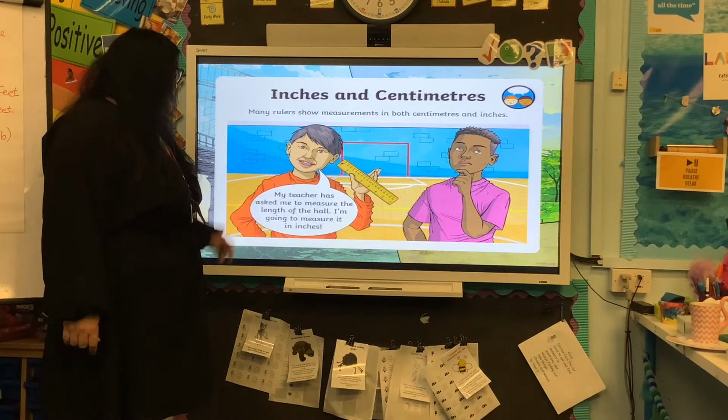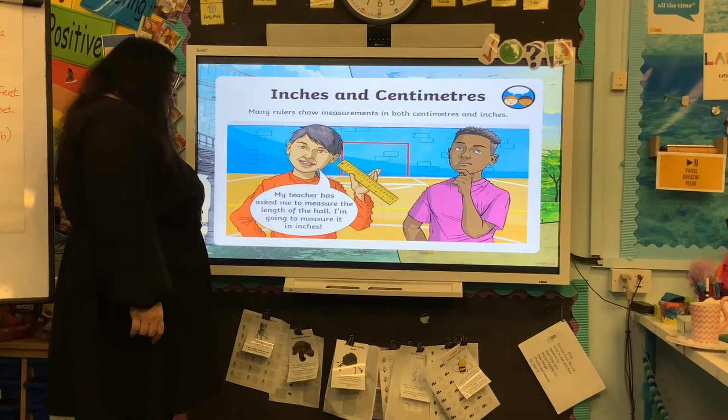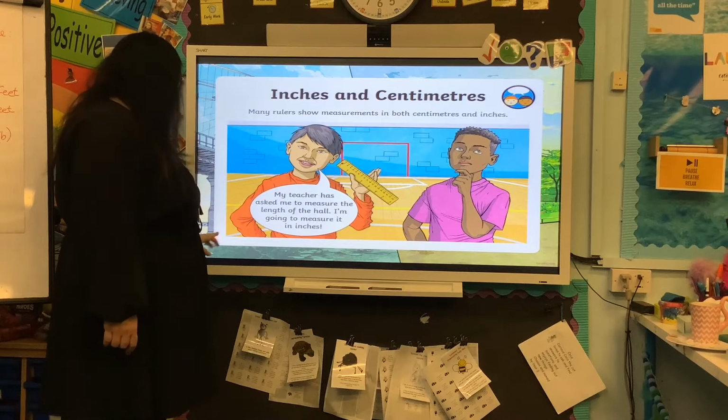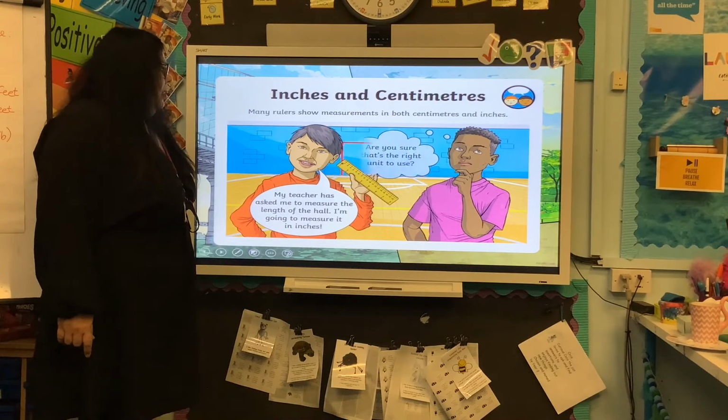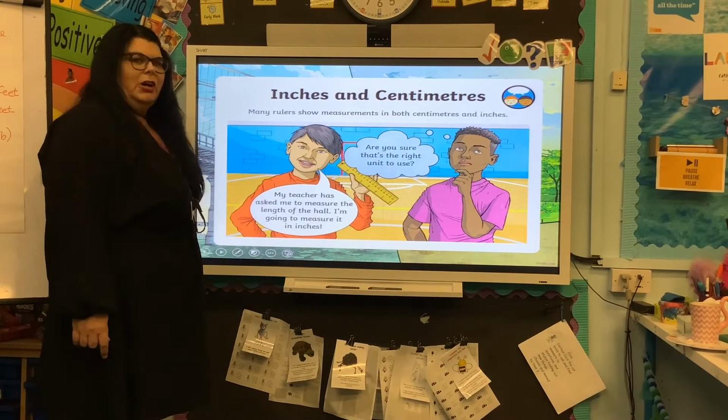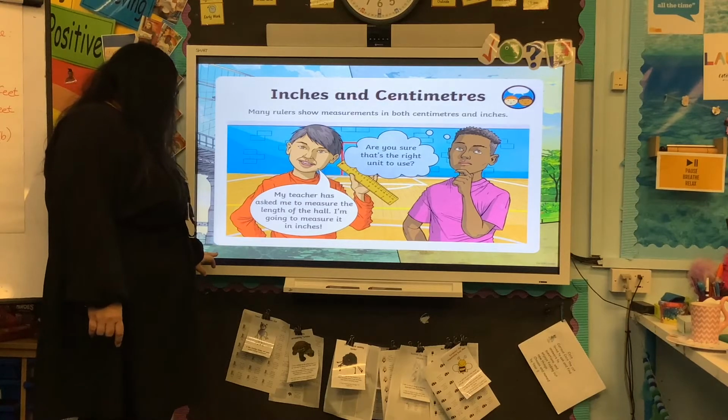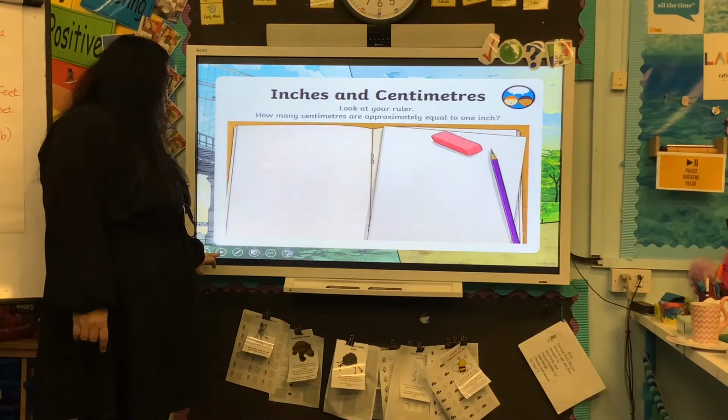This boy is saying, my teacher's asked me to measure the length of the hall. I'm going to measure it in inches. And he's thinking, are you sure that's the right unit to use? So let's have a think about what an inch is.